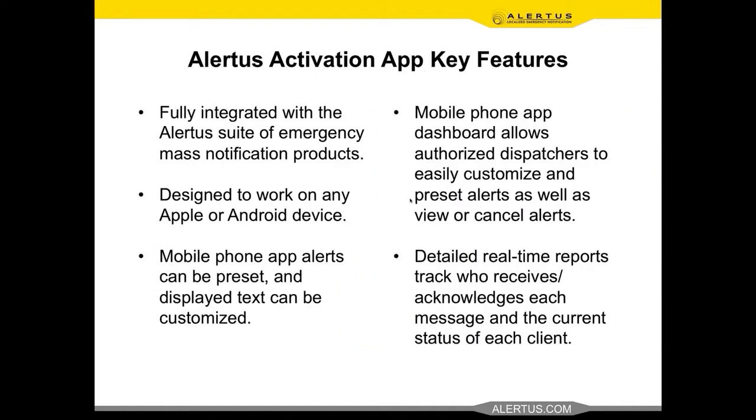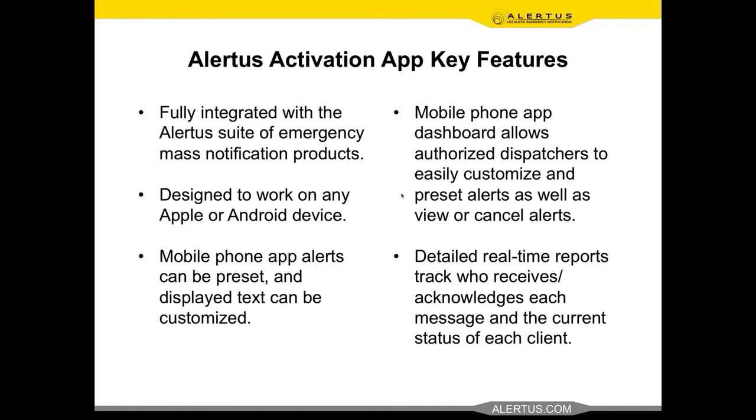Alertus Activation App key features: it is fully integrated with the Alertus suite of emergency mass notification products. So just as I mentioned, it activates everything, just a different form factor and mode for you to notify individuals. Designed to work with any Apple or Android device. Mobile phone alerts can be preset, and display text can be customized, so you can update that on the fly. Mobile phone app dashboards allow authorized dispatchers to easily customize presets as well as view and cancel alerts. And then detailed real-time reports allow those to receive, acknowledge each message and the current status of each client.